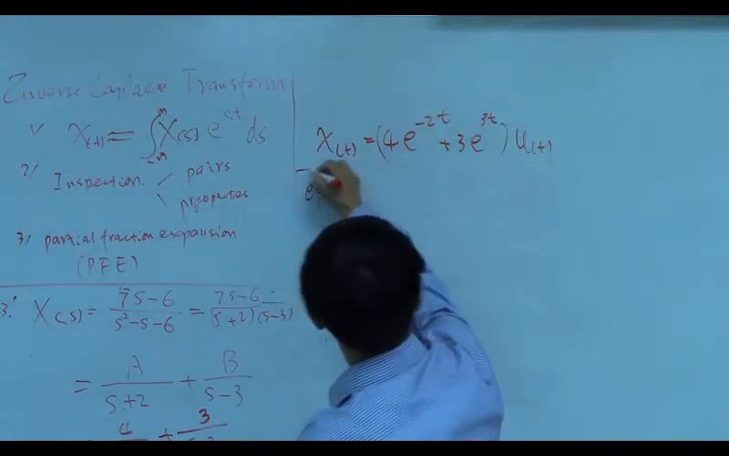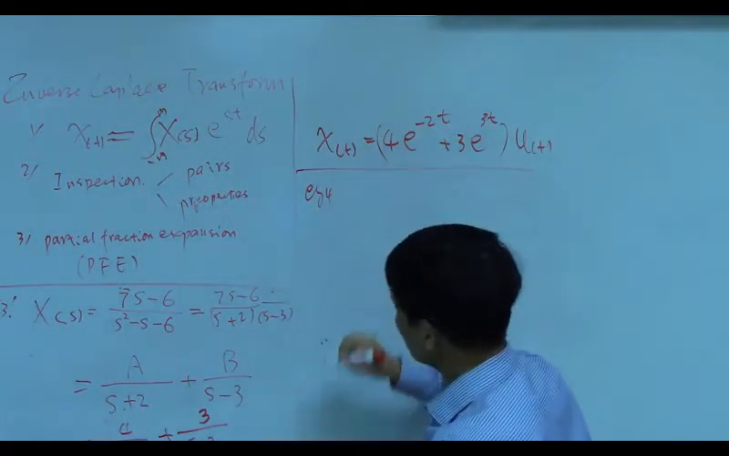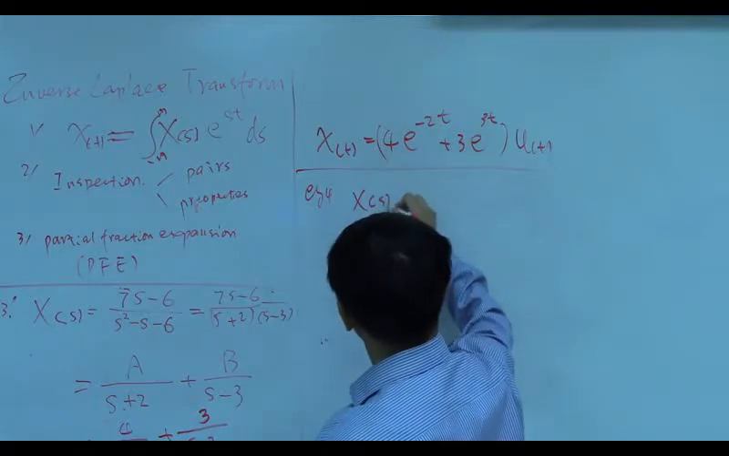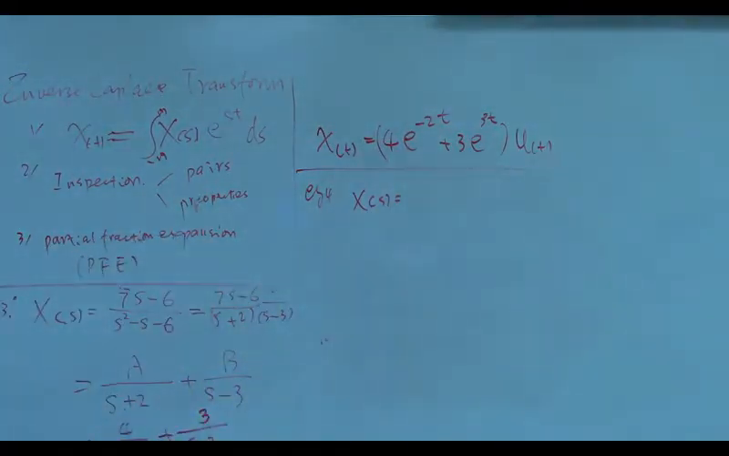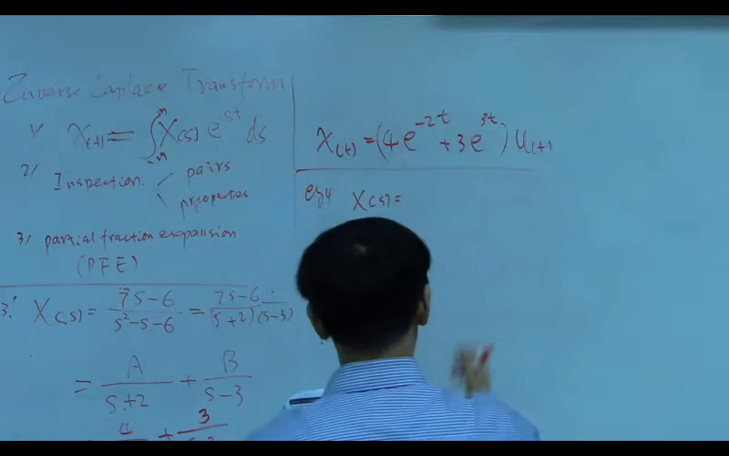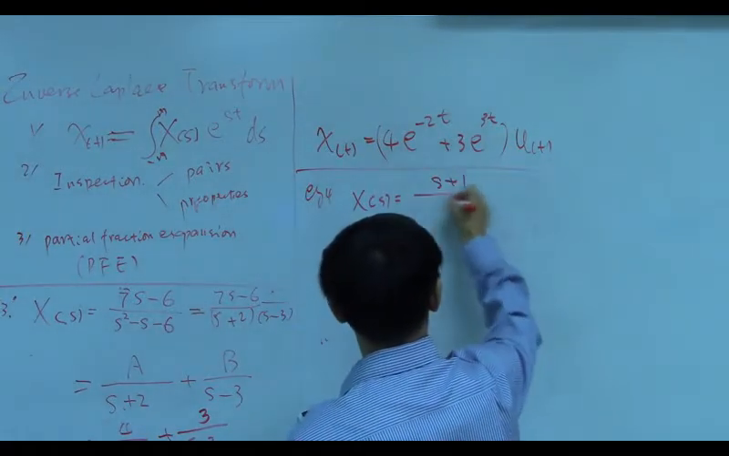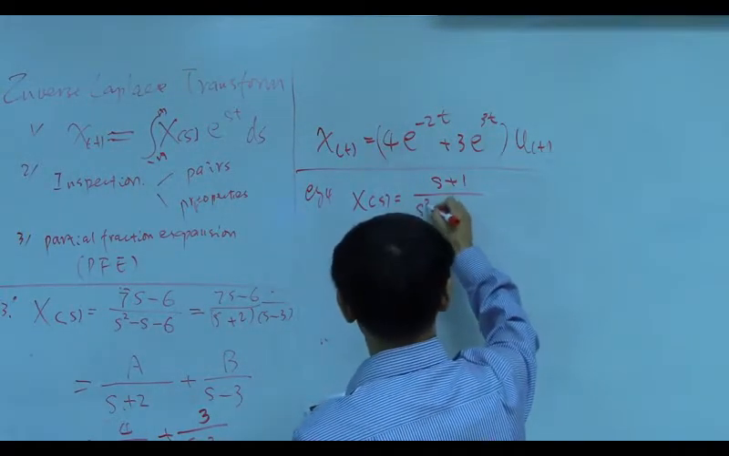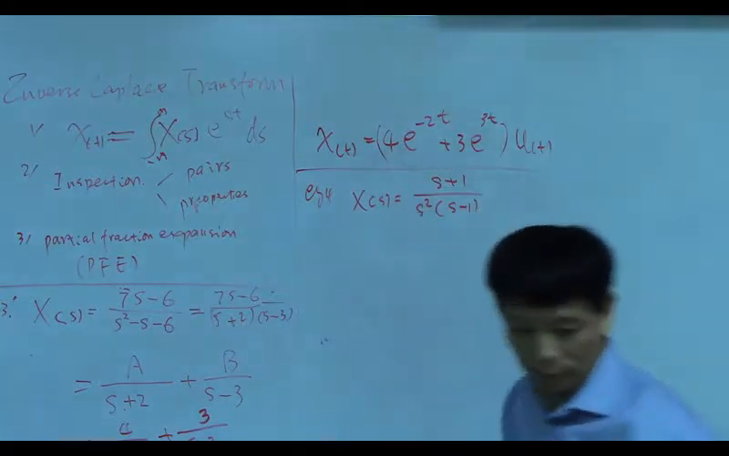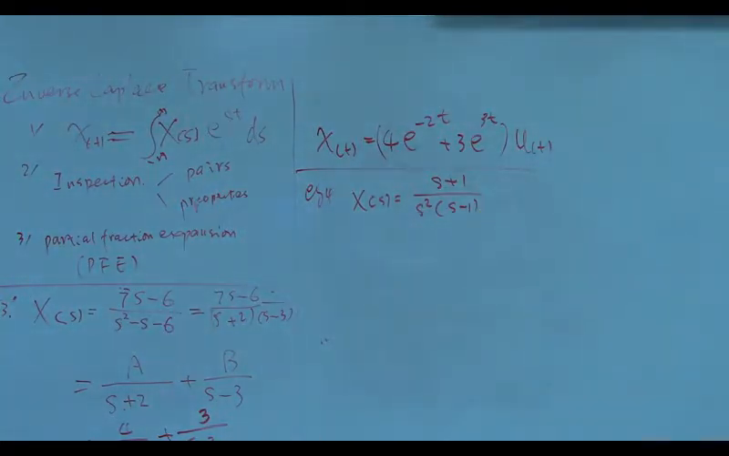Example 4. X(s) equals (s plus 1) over s squared times (s minus 1). Can you do this by yourself? Use the partial fraction expansion.